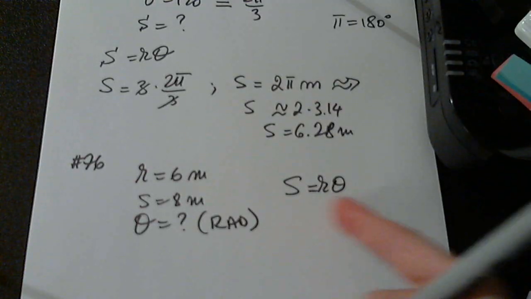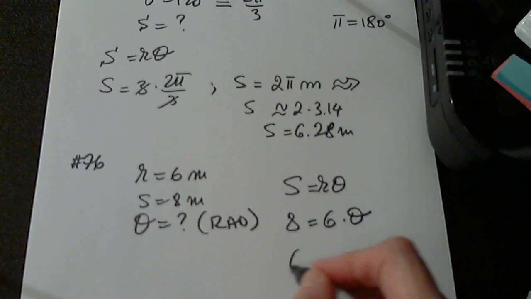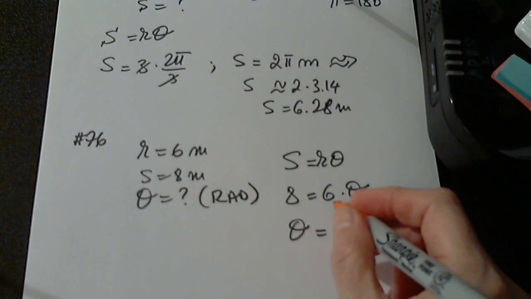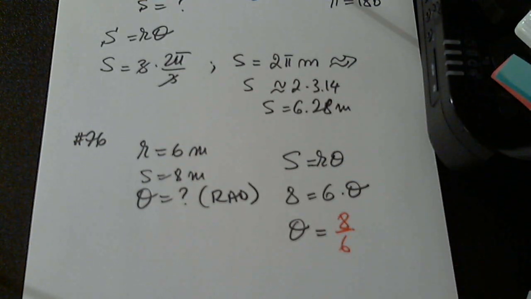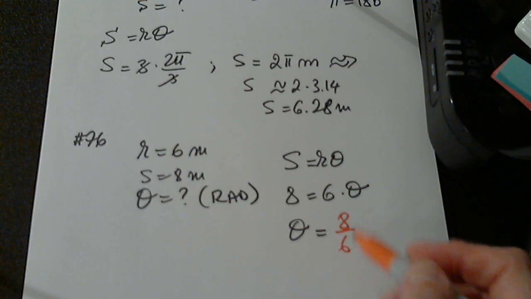So we have that S equals r theta. From here, I can solve, or I can plug it in first. 8 equals 6 times theta. And how do I get theta? I know it's a silly question for you, but I'm asking it anyway. How do I get theta? Divide by 6. Very good. So 8 over 6, and I'll simplify by 2. And I get 4/3.